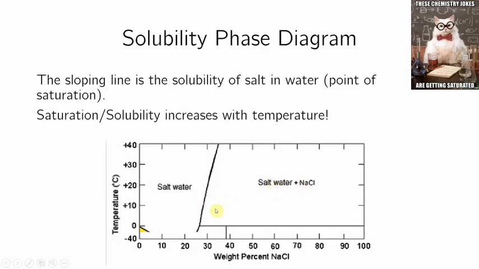As you can see also, solubility increases with temperature. So if I'm here at 25 degrees Celsius and I have 30% or so salt and water, if I increase the temperature, let's say to 40 degrees, right here, I can actually add more salt, and it will still be unsaturated, and I can add more until I reach this point. So the actual saturation limit increases with temperature, and it also decreases as you decrease the temperature.